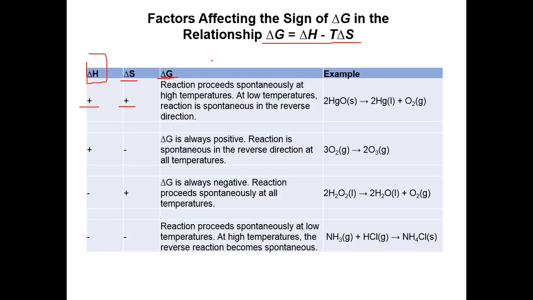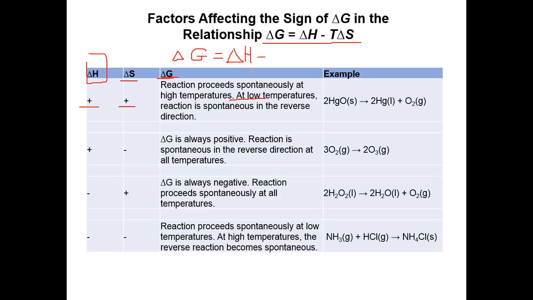It proceeds spontaneously at high temperature. And at low temperatures, the reaction is spontaneous in the reverse direction. So what does it mean? Now I'll explain. Say you have delta G equals delta H minus T delta S. So it's written over here, but let's rewrite.